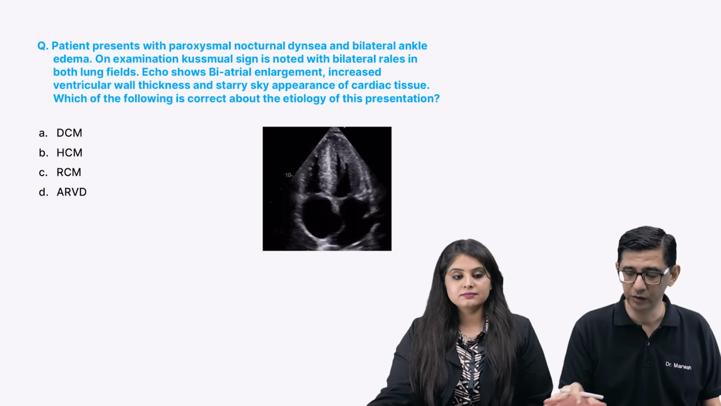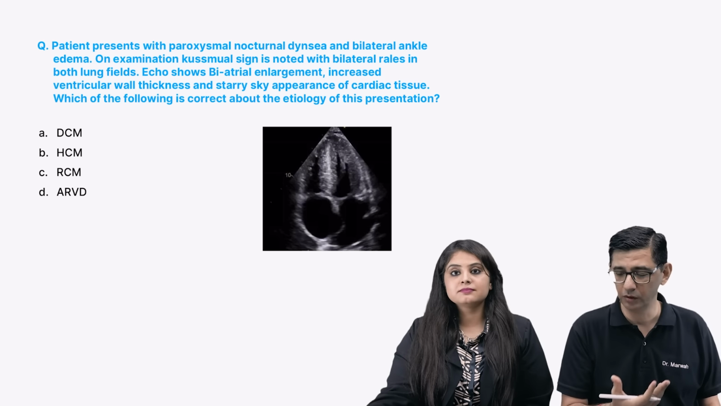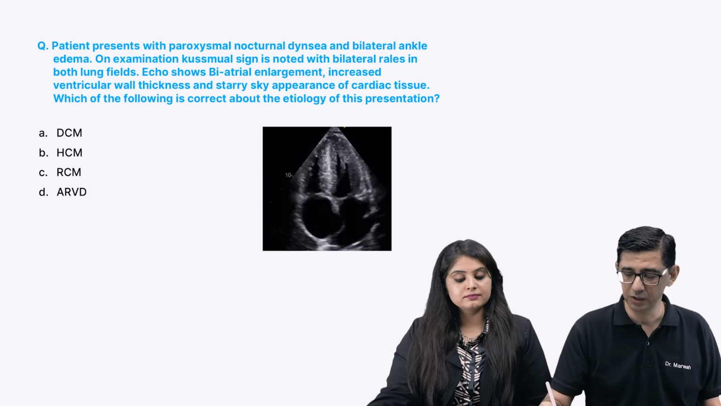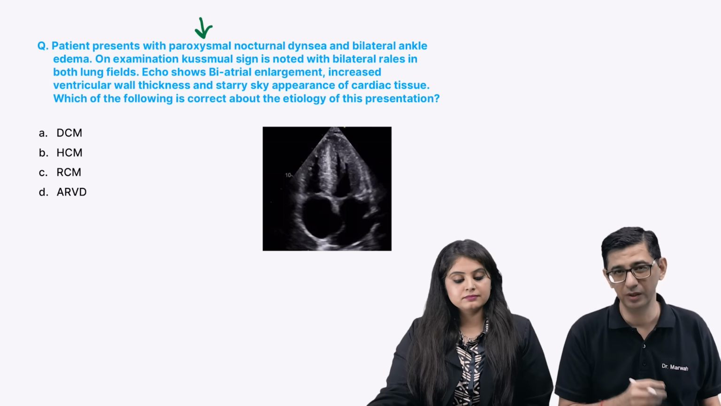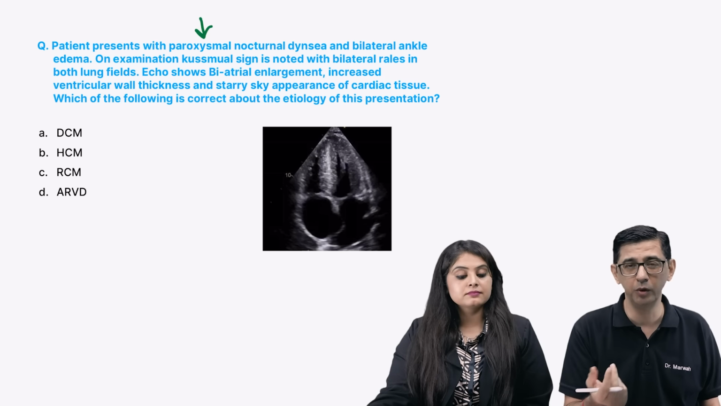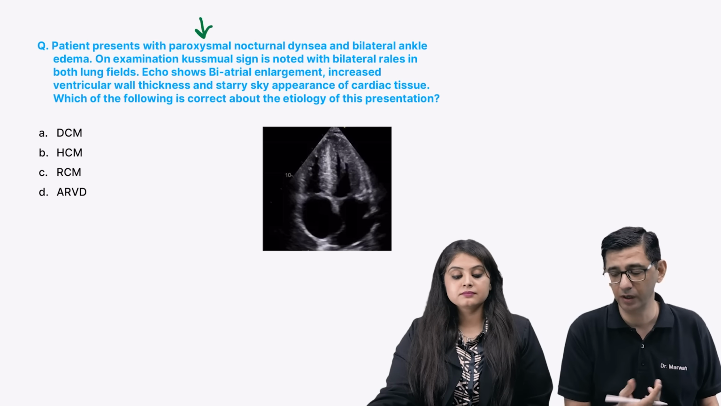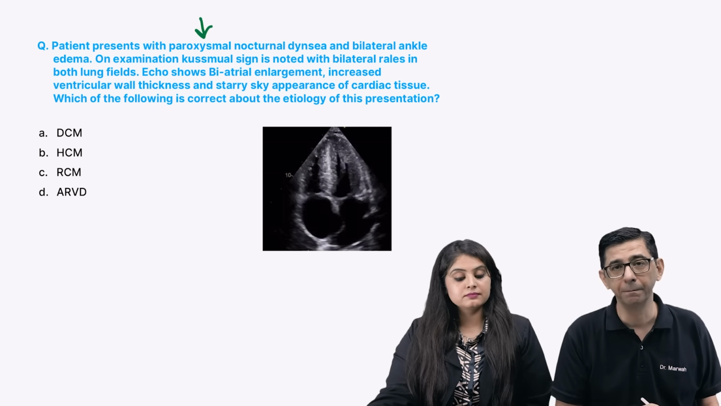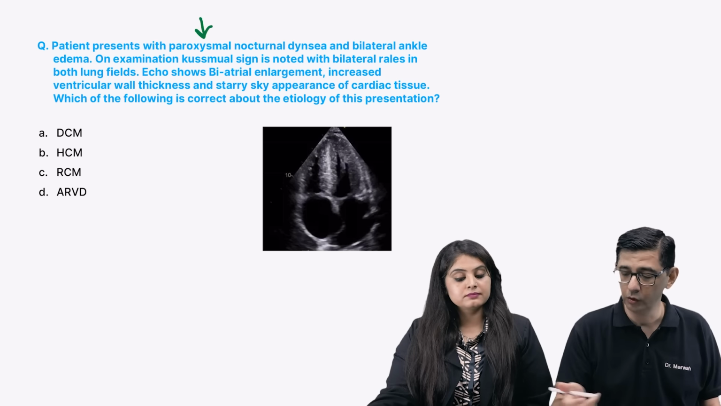So having said that, let's look at this question, which is going to be like a 3 or 4-liner. He says, patient presents with paroxysmal nocturnal dyspnea. Now, this is a very characteristic feature. You read about Framingham criteria for congestive heart failure. This is one of the major criteria. And then he also says bilateral ankle edema. So that tells me the right side of the heart is also involved.